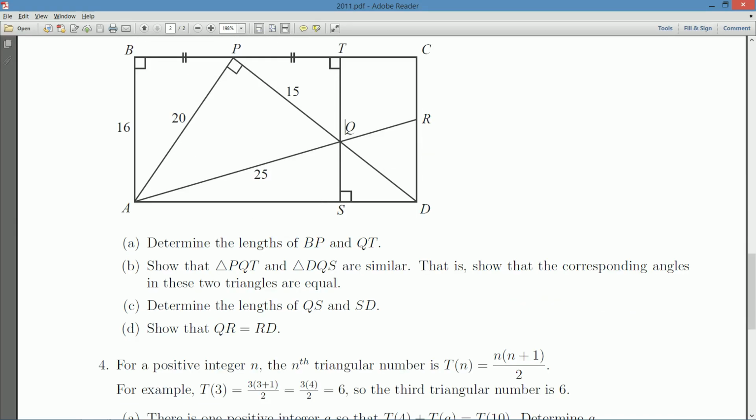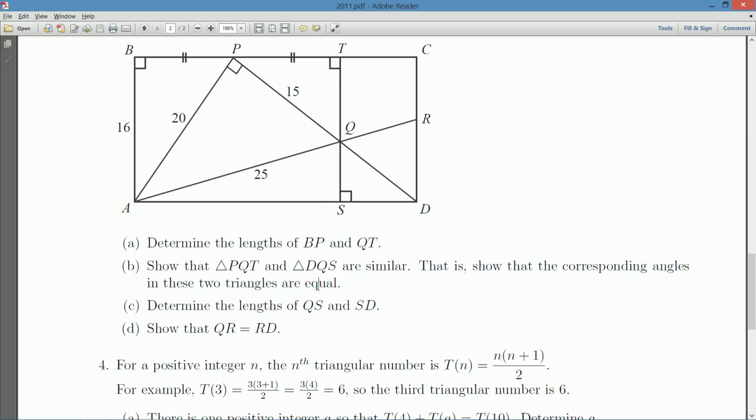B, show that PQT and DQS are similar. Okay, well, they both have right angles. And these two opposite angles should be equal. So we're asked to show corresponding angles in these two triangles are equal. I don't think that'll be particularly difficult.